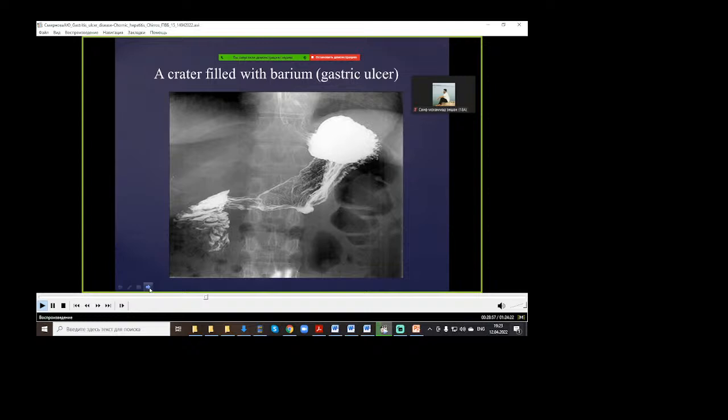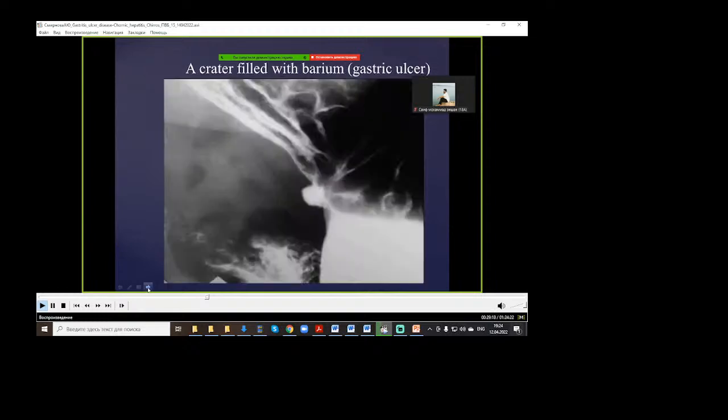And double contrast barium X-ray. This is the symptom of ulcer, a crater filled by barium. Another example, also crater filled with barium, a symptom of gastric ulcer.